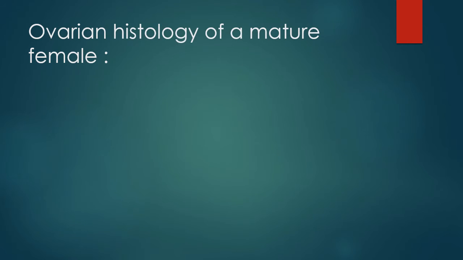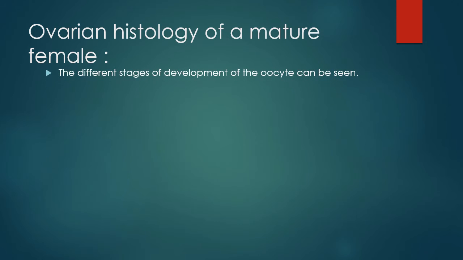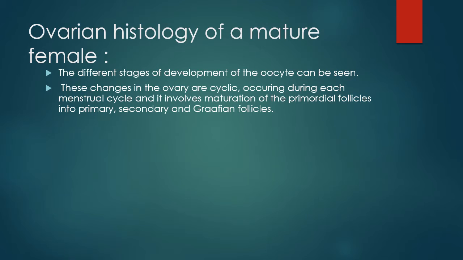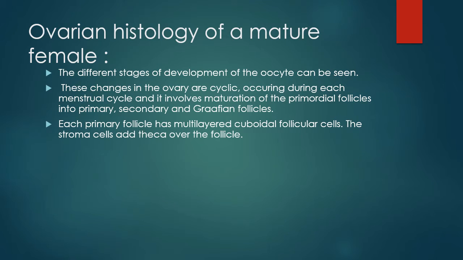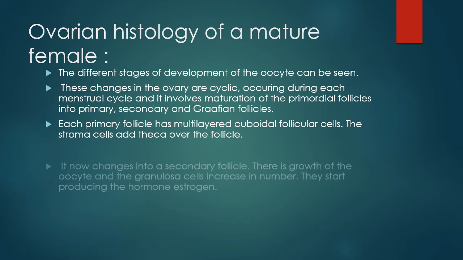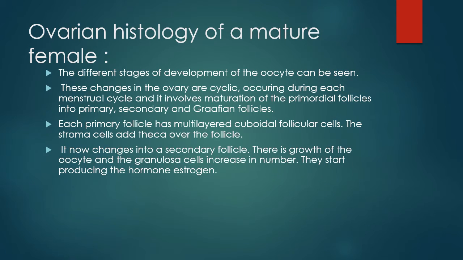Ovarian histology of a mature female. The different stages of development of the oocyte can be seen. These changes in the ovary are cyclic, occurring during each menstrual cycle, and it involves maturation of the primordial follicles into primary, secondary, and Graafian follicle. Each primary follicle has multi-layered cuboidal follicular cells, and the stroma cells add a theca over the follicle. It now changes into a secondary follicle, that is growth of the oocyte, and the granulosa cells increase in number.